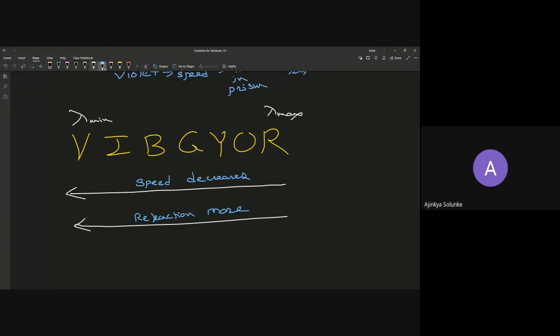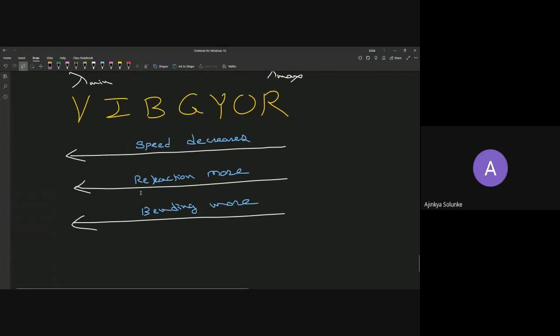And then what about the bending part? Bending will be more or less? Bending more. Okay. So bending is more. So the question is, who will be at the top? Who has less bending? I think red has the least bending. So the topmost color will be red, then orange, then yellow, then green, then blue, then indigo, and then violet.